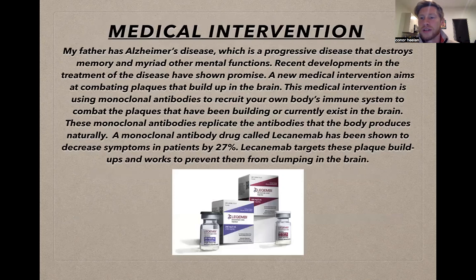Moving on to the medical intervention, this portion of the project is actually why I chose to do the brain, because my father has Alzheimer's disease, which is a progressive disease that essentially destroys memory and myriad other mental functions. But there have been recent developments in treatment of the disease that have shown promise. The new medical intervention aims at combating plaques that build up on the brain. This medical intervention is using monoclonal antibodies to recruit your own body's immune system to combat the plaques that have been building up or currently exist in the brain.